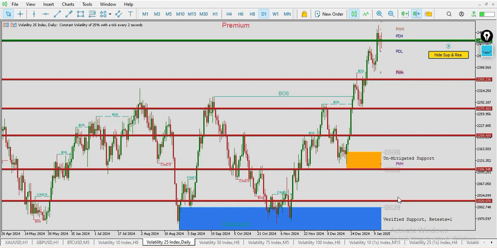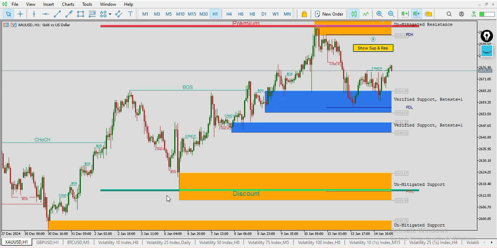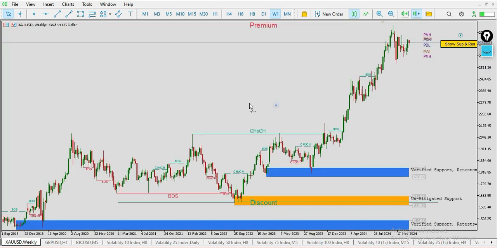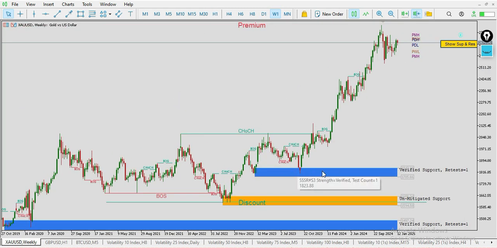Now, not just from synthetic indices, right? It also works on Forex. Like this here is gold, and you can see we have GBP USD, Euro USD, and even BTC. This is the same strategy and it works every single time. All you need to do is find these levels.